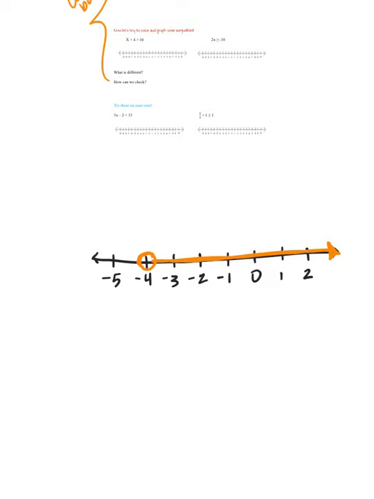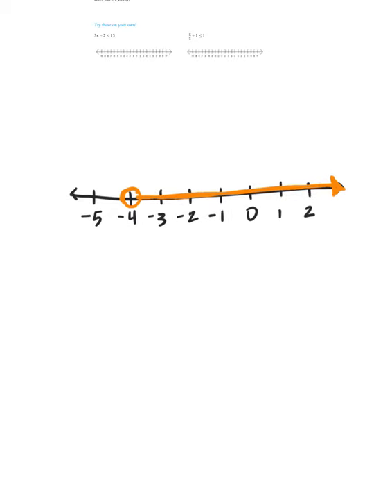So let's say I have a graph that looks like this, and we'll just do -5, -4, -3, -2, -1, 0, 1, 2. All right, so there's our graph. And let's say we have a line that is there going this way. It's going to ask you for the equation of this graph. So what I like to do is figure out my number first. My number is -4.